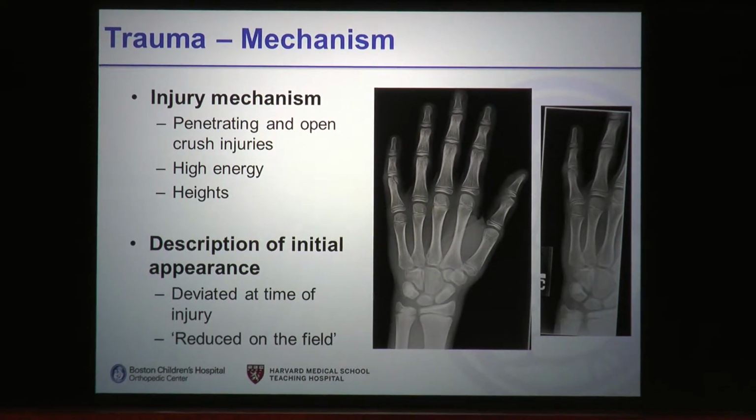The initial description of the digit: sometimes a finger will come in, and if it's a fairly acute injury, the swelling may not be great yet, but the family will say it was off to the side, and that it was reduced on the field. In adults, that's much more likely to be just a simple dislocation, but in children, it could very well be a fracture, in particular a physeal injury.